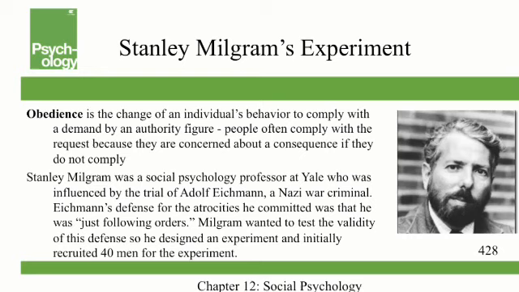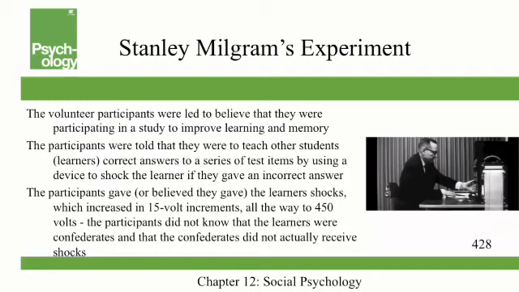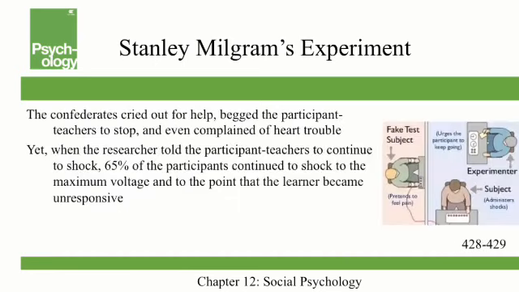Milgram wanted to test the validity of this defense, so he designed an experiment and initially recruited 40 men for the experiment. The participants were led to believe that they were participating in a study to improve learning and memory. They were told that they were going to teach other students, who were called the learners, correct answers to a series of test items by using a device to shock the learner if they gave an incorrect answer.